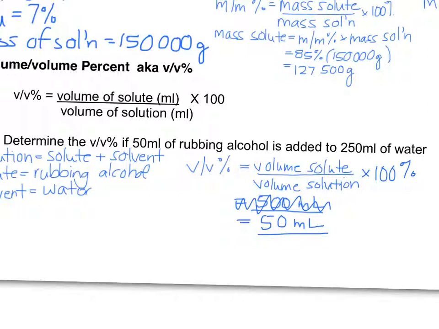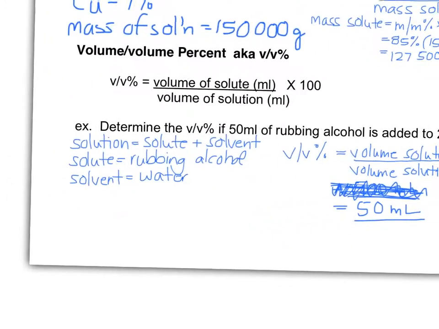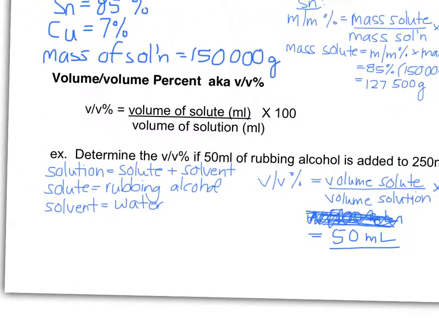Okay, now what's my volume of solution? Maria says 300. I think that's probably a good idea. Why? Because the solution is the solute and the solvent. So I'm going to say the volume of the solution is going to be 300 mils. Yeah, 50 over 300 would have worked, but 500 over 300 would not have.